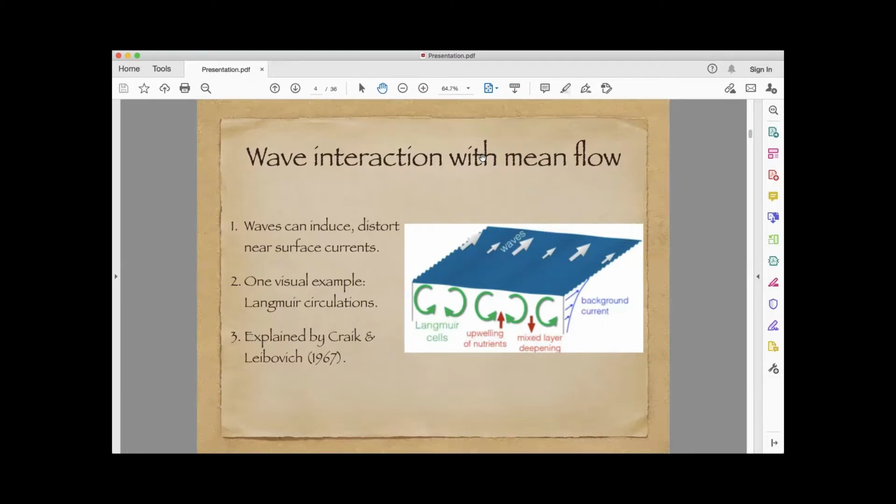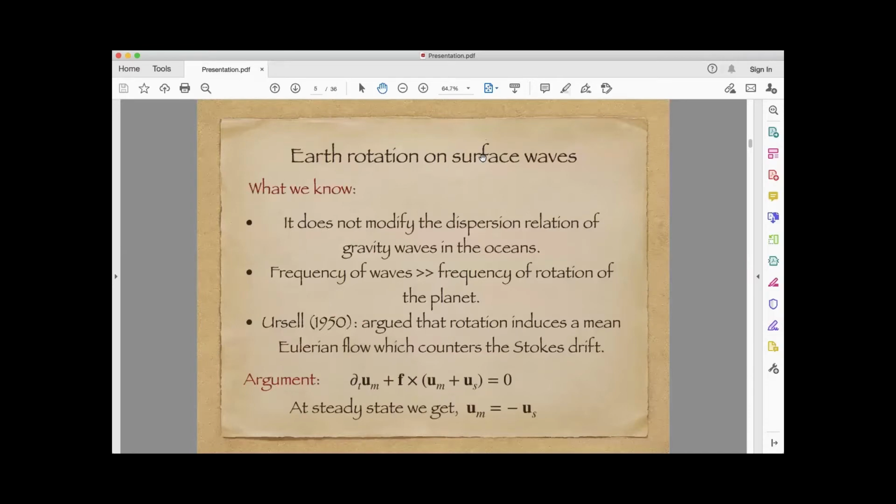We know that surface waves are propagating on the surface of the Earth, and we know that the Earth is rotating. So what do we know about the effect of rotation on these surface waves? Firstly, we can say certain things very clearly. The first thing is that it does not modify the dispersion relation of gravity waves in the ocean. That is just because the frequency of the surface waves is much, much larger than the frequency of rotation of the planet. So we do not expect any modification of the dispersion relation by the rotation.